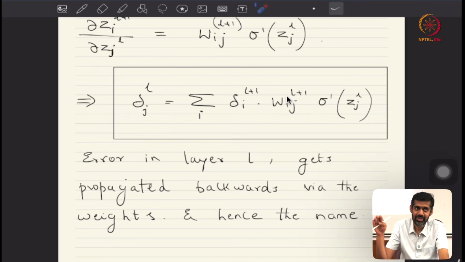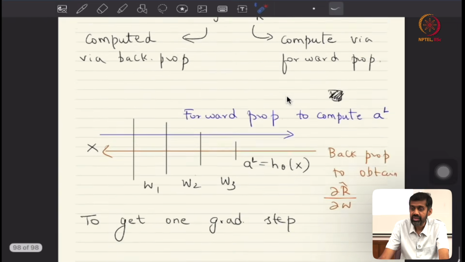Even the latest LLMs are trained this way. What changes is the architecture and the scale of data, but the essential training procedure is this error backpropagation. Okay. Any questions on this?